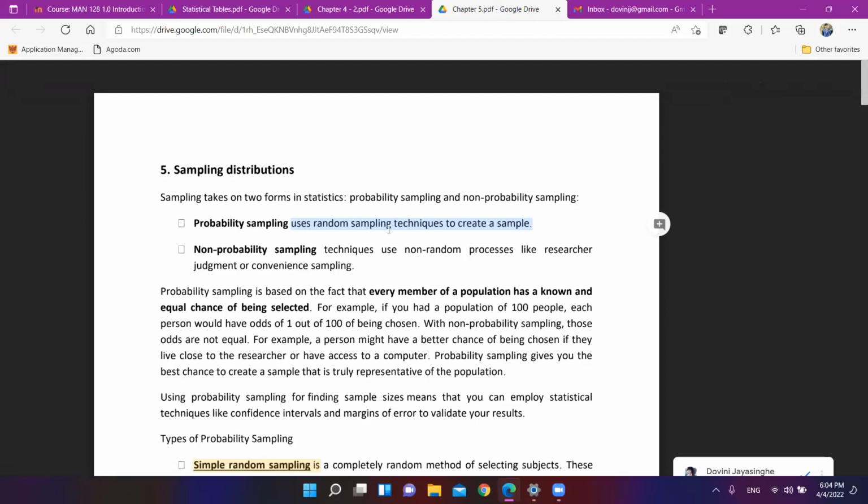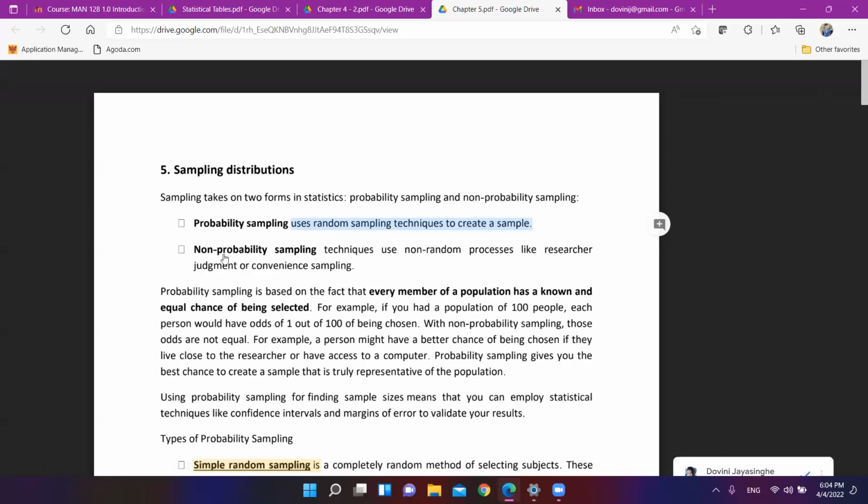You randomly pick, but still you cannot simply do random sampling. There is a random sampling method like that as well, and we are going to learn that today. There are different ways of randomly sampling, right? Anyway, if it is random, it is going to be a probability sampling.